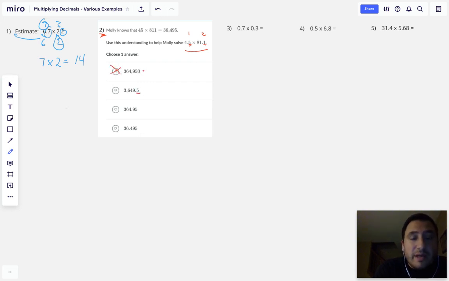B has 1 number behind the decimal point. We want 2 total digits behind the decimal point. So B is not correct. C, we have 1, 2, so that is correct. C is going to be our answer. D has 3. We only need 2, so D is not correct.